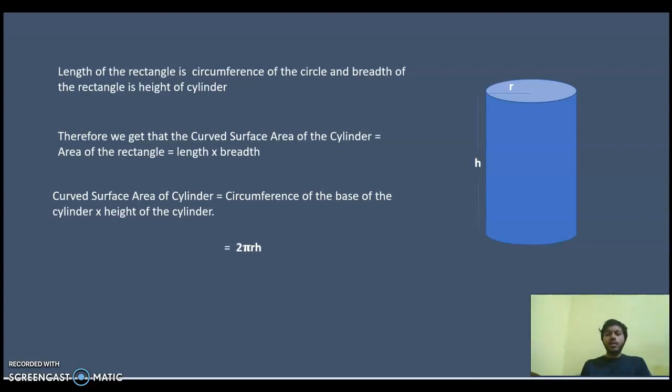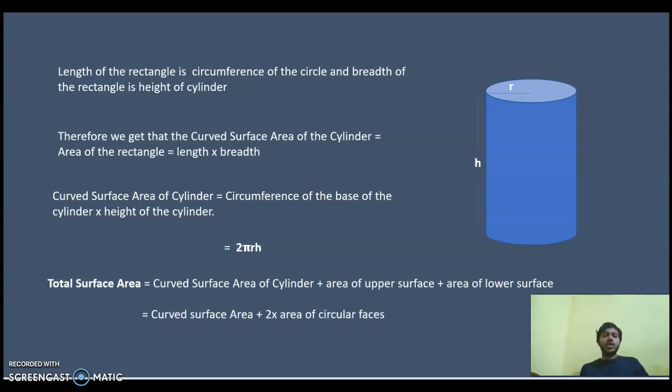Now to obtain the total surface area of the cylinder, we add the curved surface area of the cylinder with the area of two circular portions, which is the area of the upper circular surface and the area of the lower circular surface. That will be equal to pi r square. So adding pi r square plus pi r square along with the curved surface area of the cylinder, 2 pi r h, we get the total surface area of the cylinder. Therefore, the total surface area of the cylinder becomes 2 pi r h plus 2 pi r square.